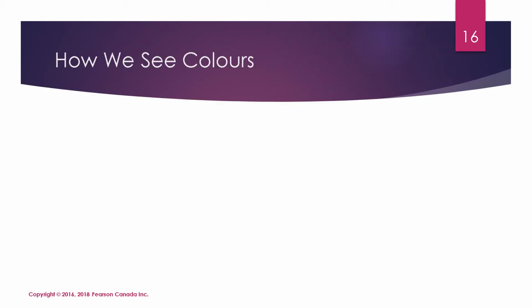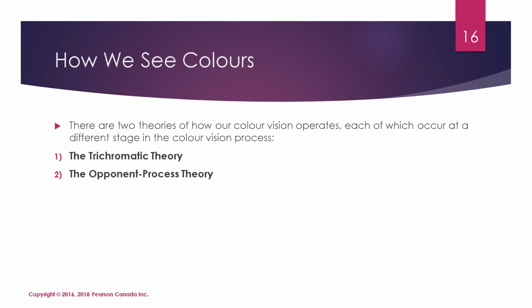So moving on, now we're going to talk a little bit about how we see color, so how our color vision operates. There are actually two different theories of how our color vision operates, each of which occurs at a different stage in the color vision process. We have the trichromatic theory, which occurs during the first stage of the process, and then the opponent process theory, which occurs a little later on.